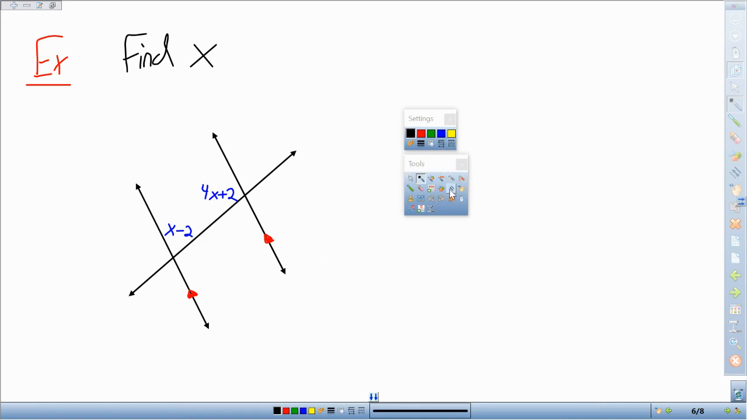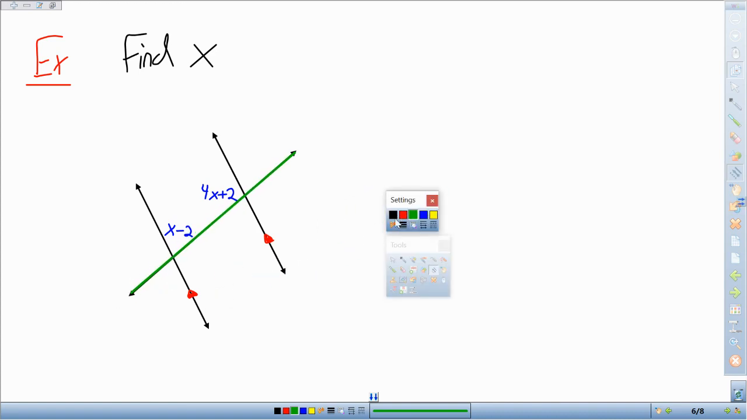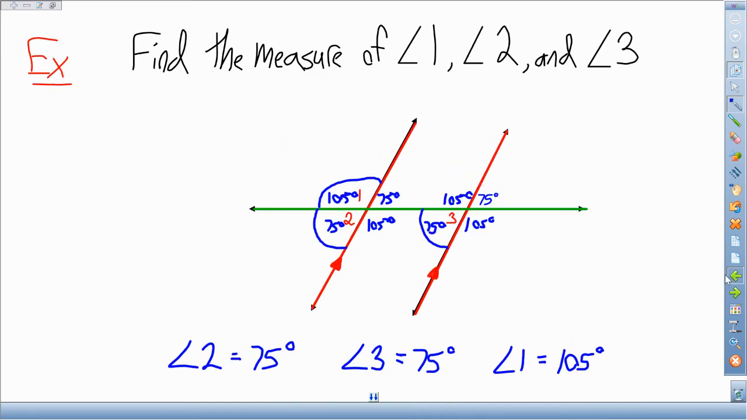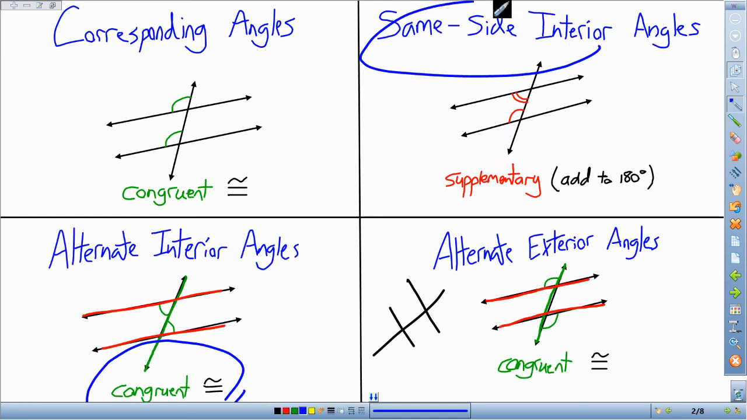Okay, so again, first things first, we got to figure out what we're dealing with. Okay, let me highlight. Here's our transversal, and here are our parallel lines. All right, so here's what we notice about this. These two angles here and here, which if you want to put arcs around them, you can. They're on the same side of the transversal. Here's the other thing. They're on the interior of our parallel lines. Same side of transversal, interior of parallel lines. Yeah, these are same side interiors.